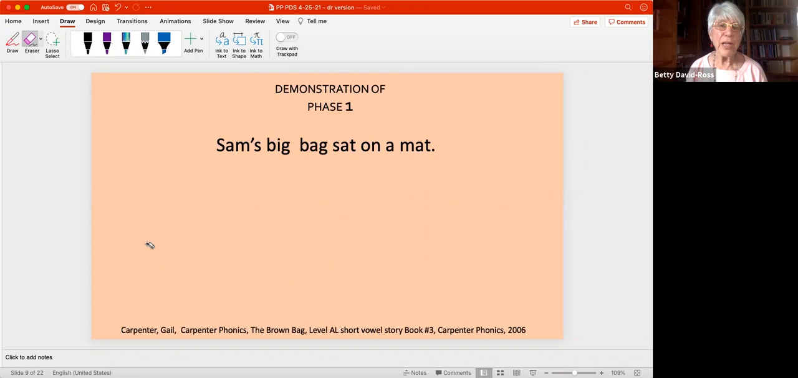Okay, now I'm going to give you a demonstration for phase one. You can see the sentence on there. It's a complete sentence. I like working with complete sentences, especially beginning students. And this material comes from Gail Carpenter, and it's designed for beginning students or students who are having difficulty learning to read. I use it with students no older than 9 who are reading on a kindergarten level.